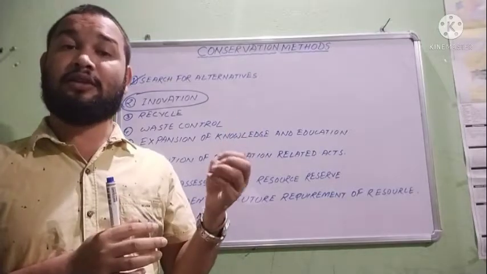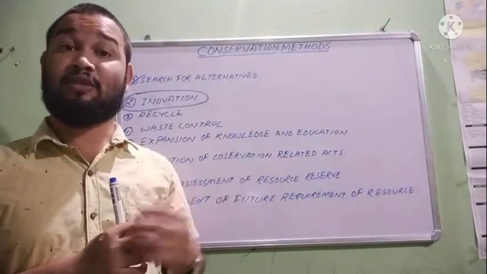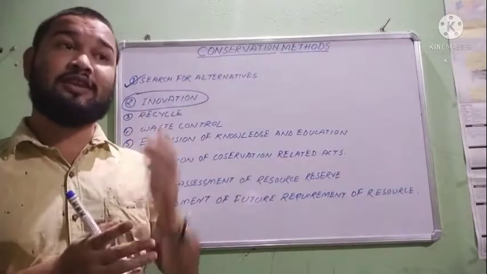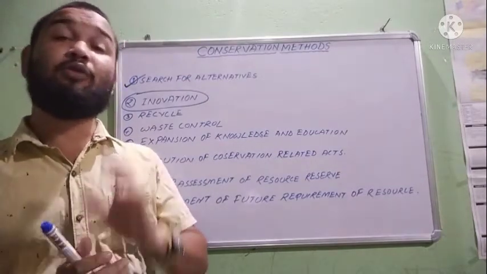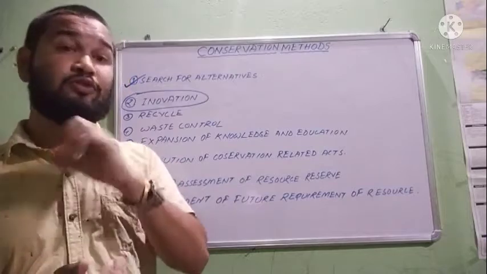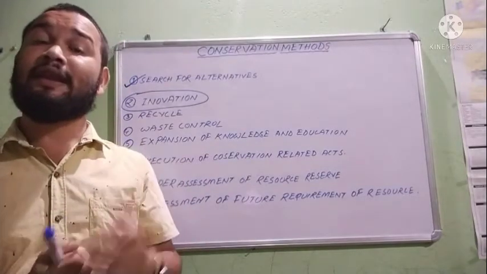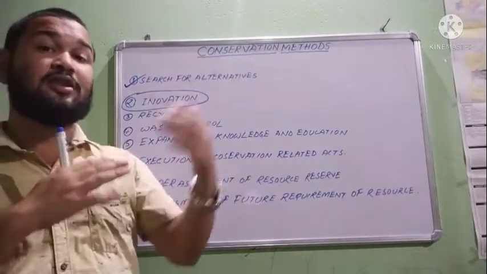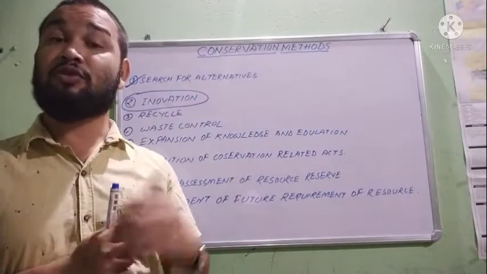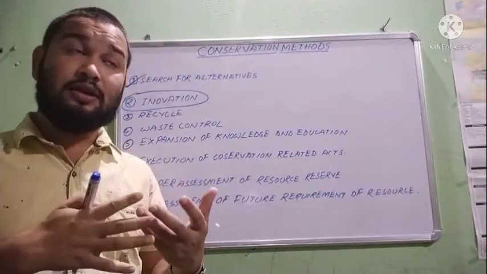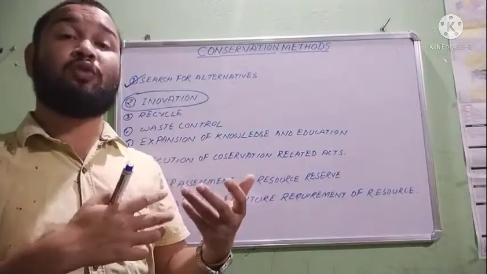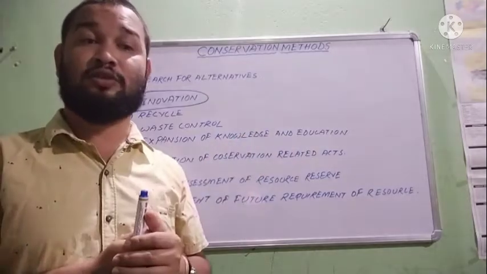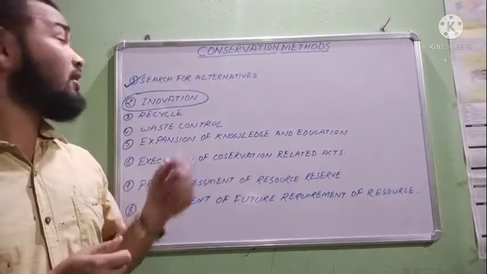If this natural sun, the natural star from where we are getting the energy, becomes extinct from this earth, then they will use this artificial sun. Using this artificial sun, they can also run their development. This is called innovation. With the expansion of knowledge, education and technology, human beings should always try to innovate, to create new things from existing resources. So this is called innovation.